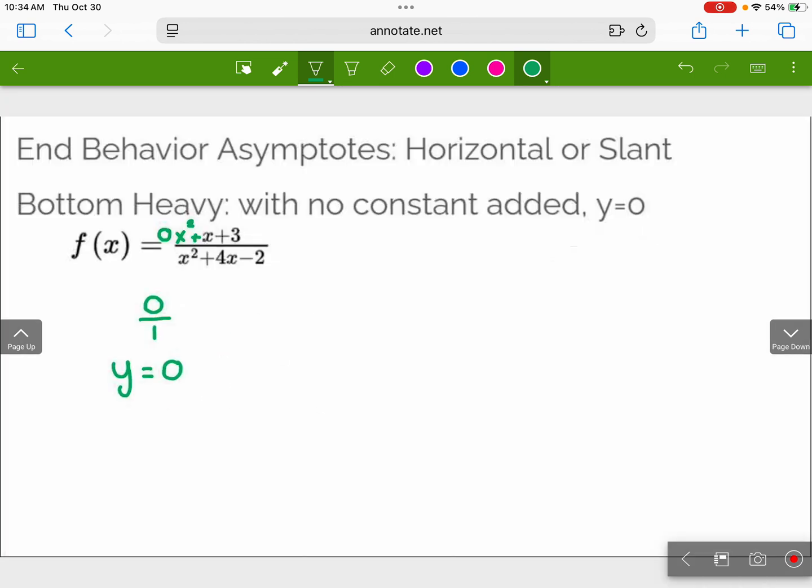Bottom heavy is always going to be y equals 0. Every time. So if you want to remember just that phrase, totally fine. If you want to do the leading coefficients, also works. Yes. All right.